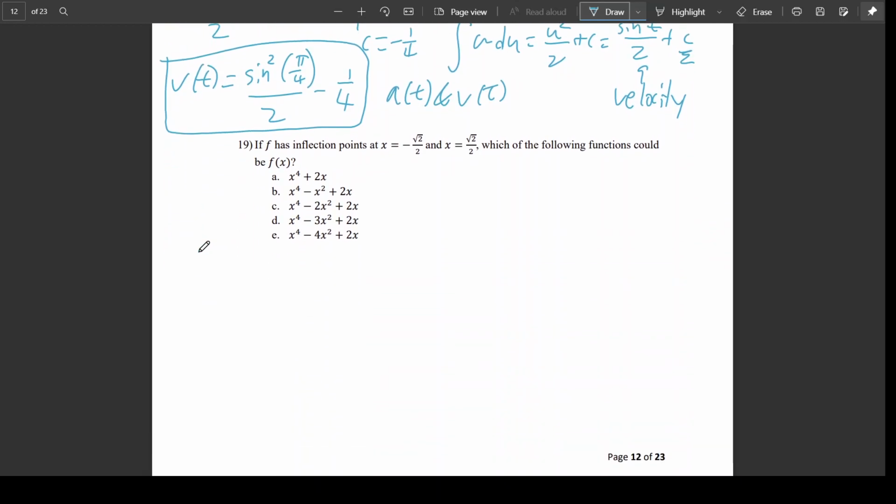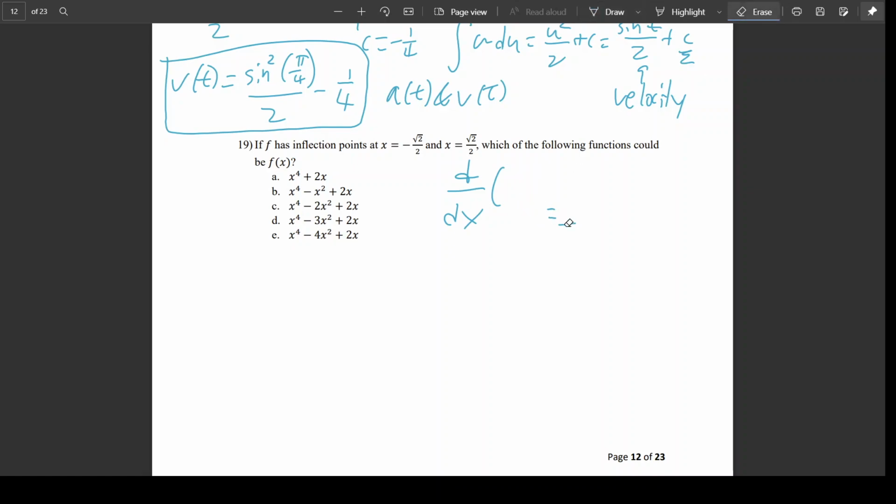19. If f has inflection points at x equals negative root 2 over 2 and positive root 2 over 2, which of the following functions could be f of x? Okay, so there are two ways of going about this, alright? The first way, the slightly faster way in my opinion, is you're going to take the derivative function in your calculator. So if you have a TI, you'll have the derivative, and then you have the x equals whatever, right? And then in here you're going to put another derivative.